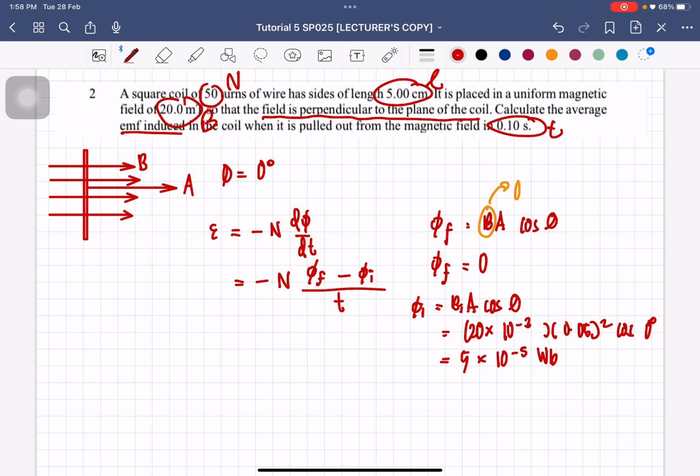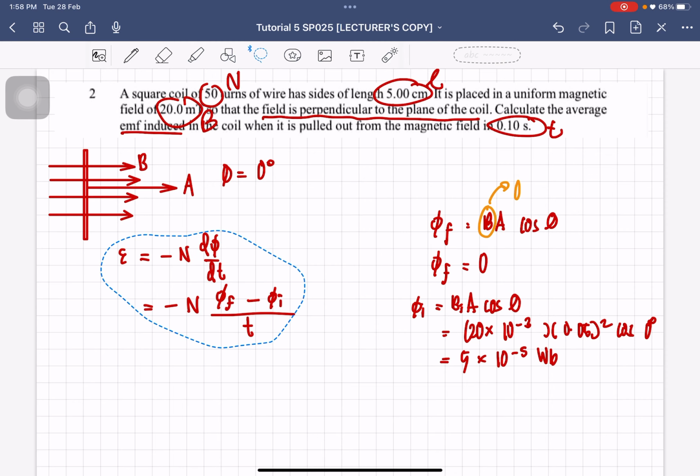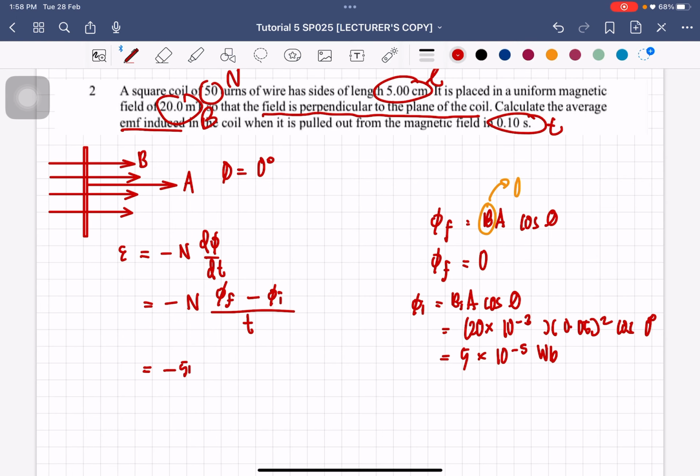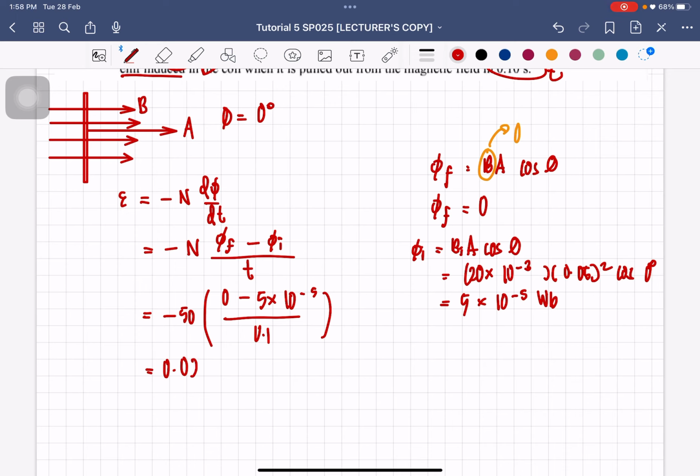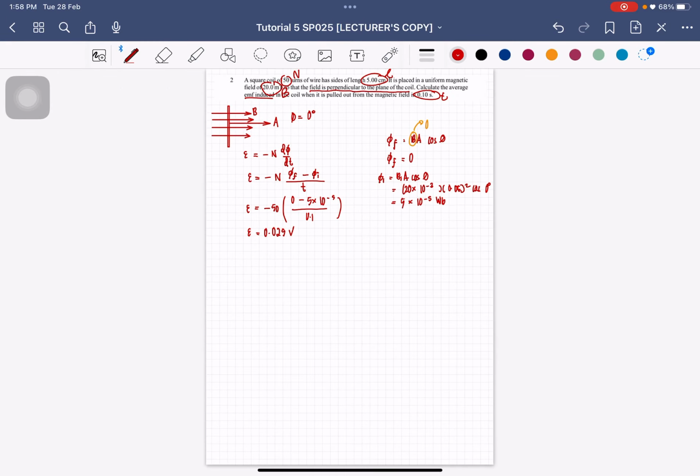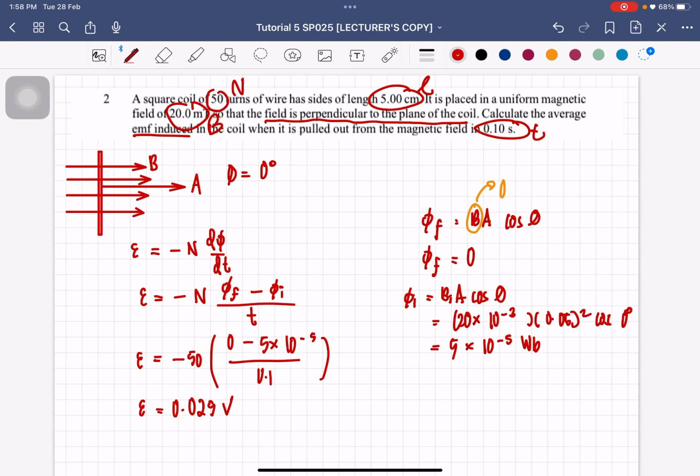From here, I will substitute into this equation. Negative 50, and then final is 0 minus 5 times 10 to the negative 5, divided by the time, which is 0.1 seconds, and then we will have the value equal to 0.025 volt. So this is the average induced EMF for question number 2. This is basically the solution for question number 2.